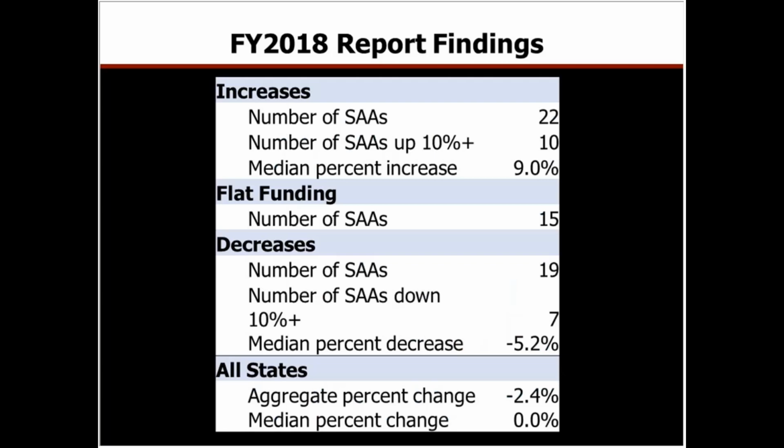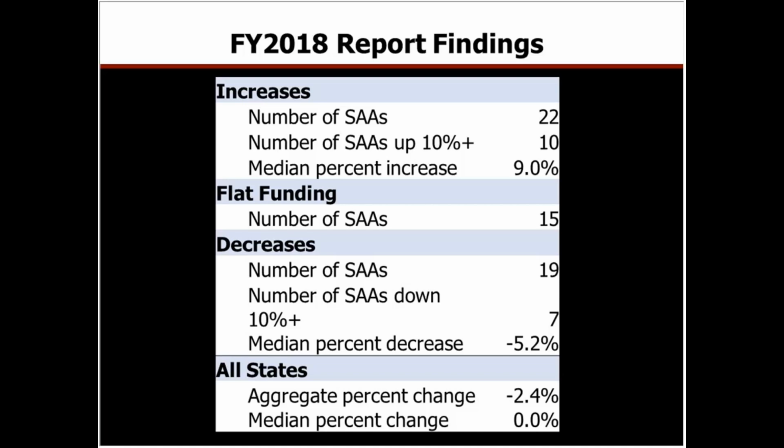To give us a sense of the variation we saw between states this year, this table shows us a little bit more of that story. While aggregate legislative appropriations decreased by 2.4%, there were actually more states that increased funding as opposed to those that decreased. 10 states reported increases greater than 10%. 15 states reported flat funding, and 19 states reported decreases in total legislative appropriations. We also see that the median percentage change was actually 0%.